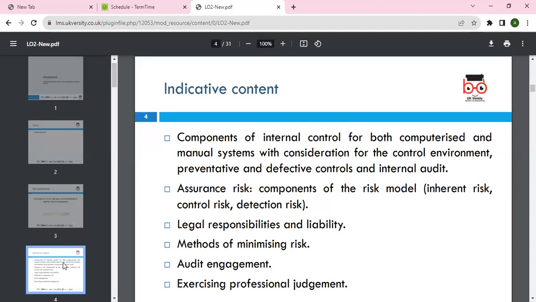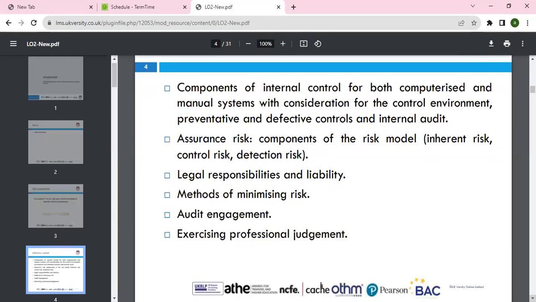That's like what we discussed and mentioned with Carillion, the construction company, which went into liquidation and closed the business because of a pension shortfall of 75 million. There was a detection risk because no one detected it. That's why audit did not detect those risks, or did not mention them in their audit report. So legal responsibility and liability, and methods of minimizing risk. Risk is the probability of something happening, and we try to draw up a system to minimize risk. In any business we do, we have to face risk, but we have to make sure we can minimize those risks. That's the key, which we need for audit engagement and exercising professional judgment.